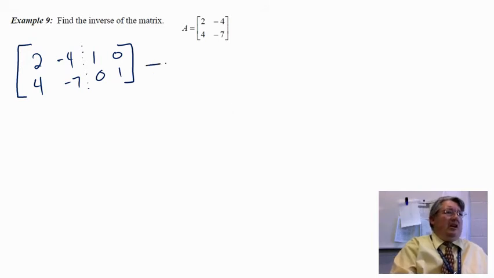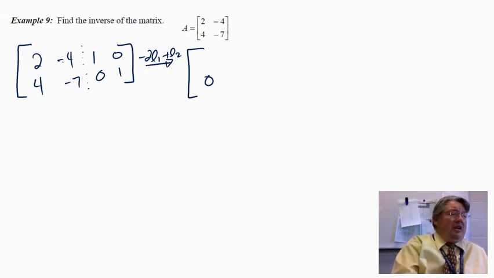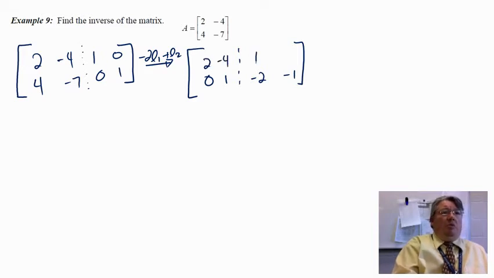Now I want to make an identity over here, which means I want to make zeros. If I multiply this first row by -2 and add it to the second line, -2 times 2 is -4, plus the 4 is a 0. That works. -2 times -4 is 8, and 8 minus 7 is 1. Oh, that's cool, I didn't see that was going to happen. -2 times 1 is -2, plus 0 is -2. And here, -2 times 0 plus the 1 is -1. And I still have 2, -4, 1, 0.